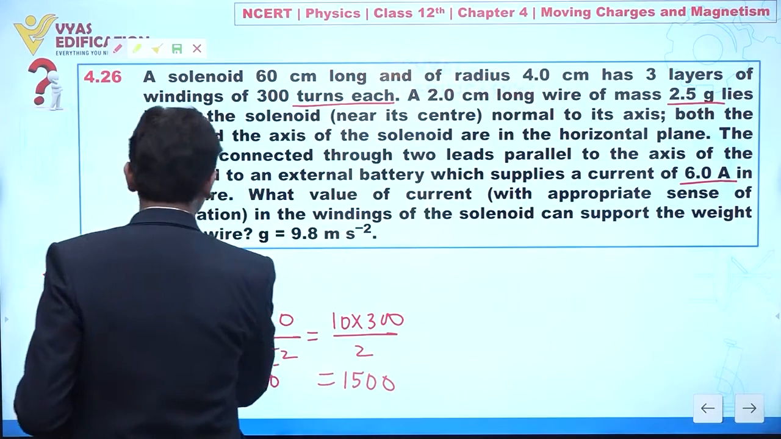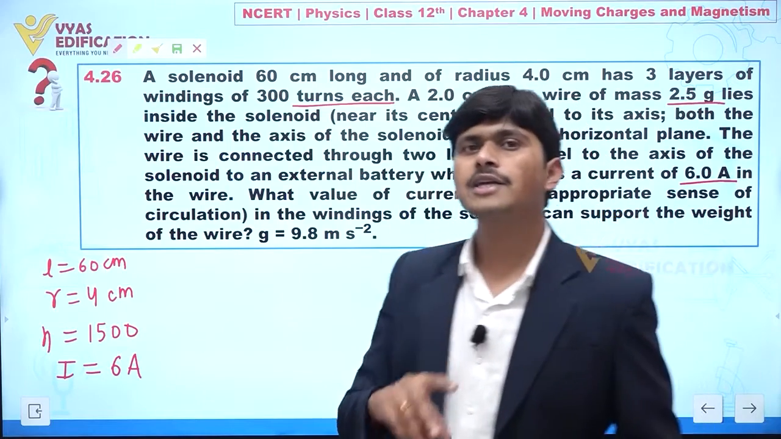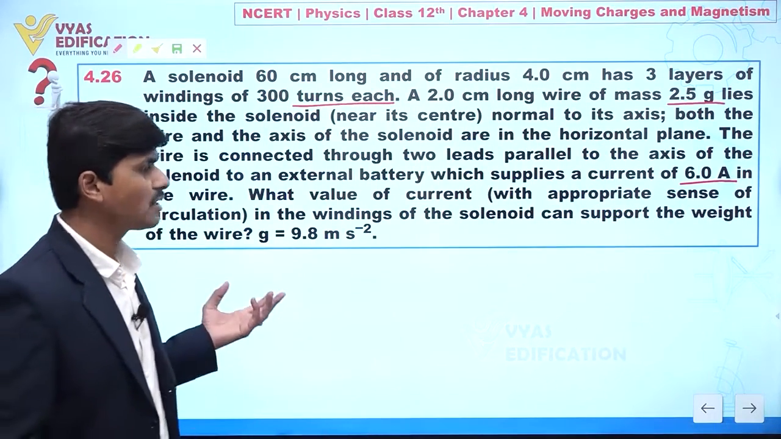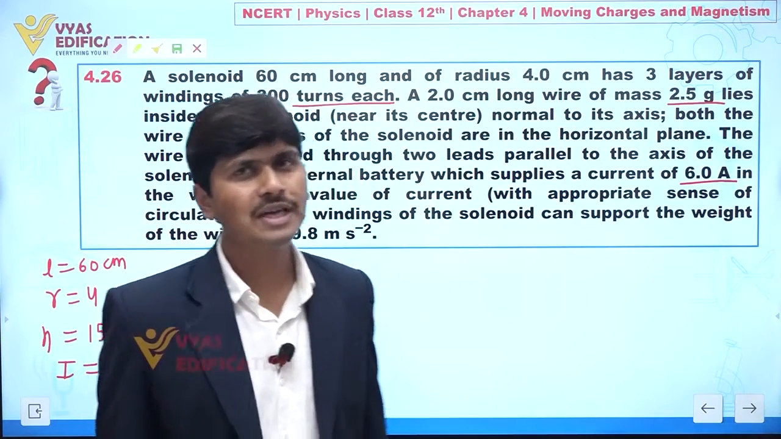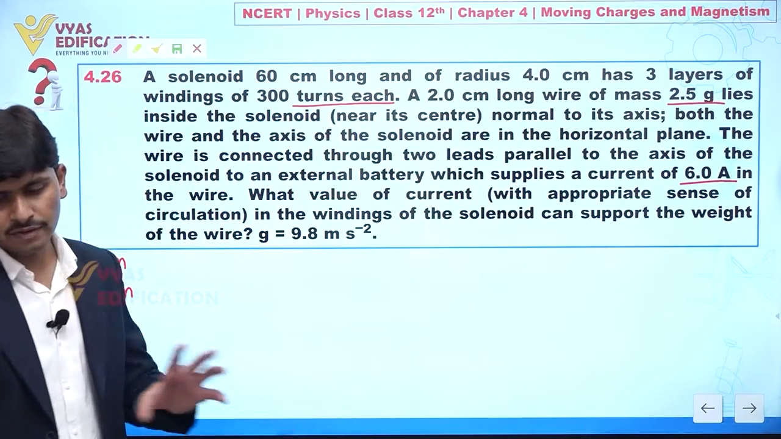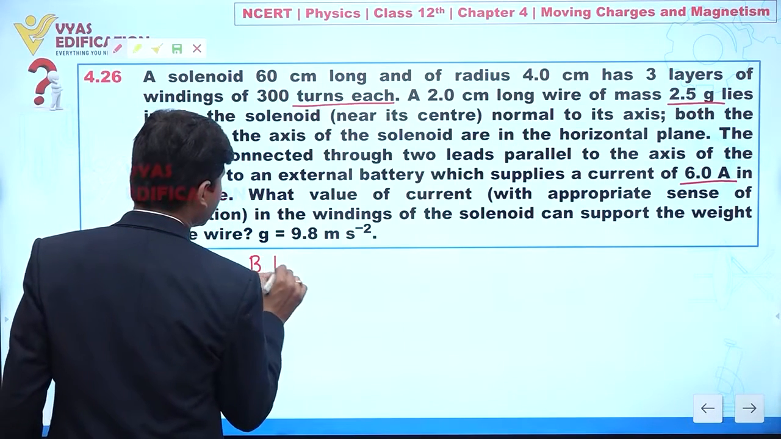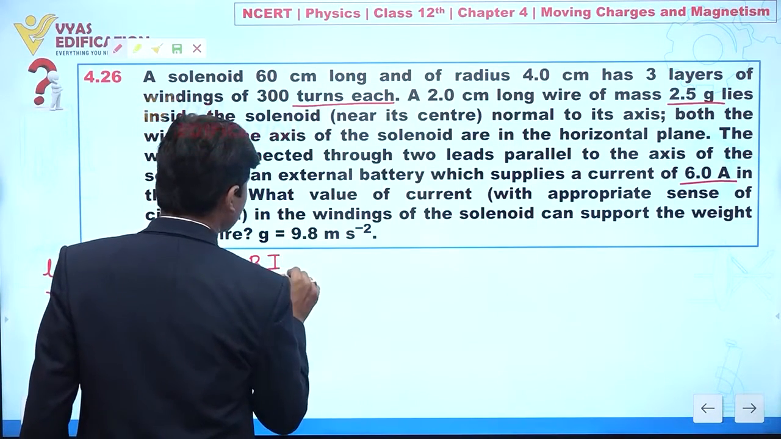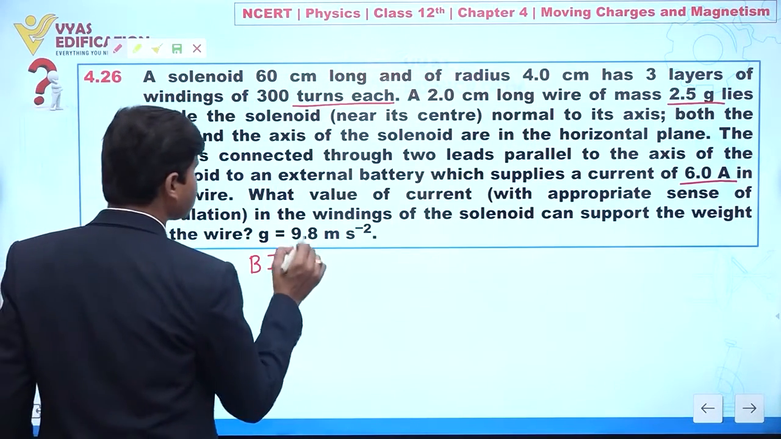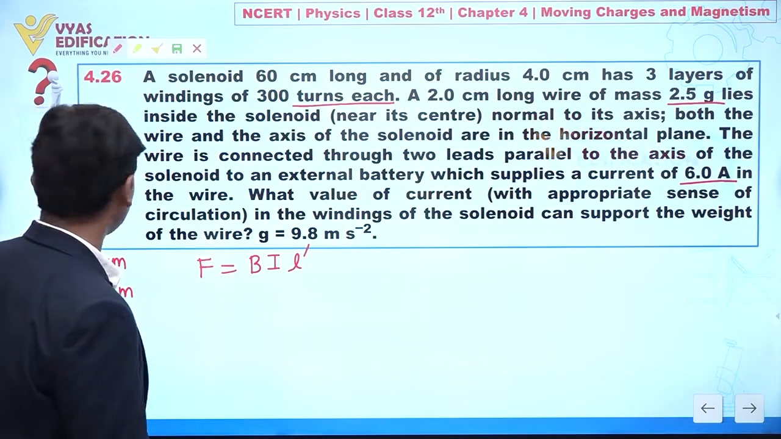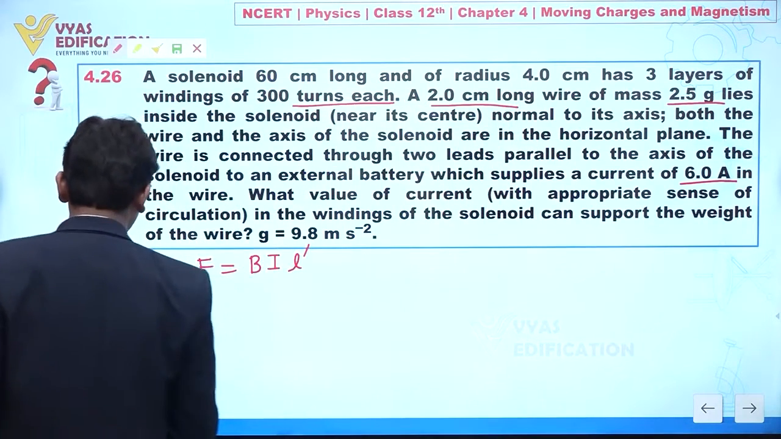Now you can see a current is flowing in the wire. Whenever a current carrying wire is placed in a magnetic field, it will feel a force. Yes or no? And that value is given by BIL. Let's suppose we take that length as L dash, because L dash is the 2 centimeter long wire given to you. So here we have L dash.